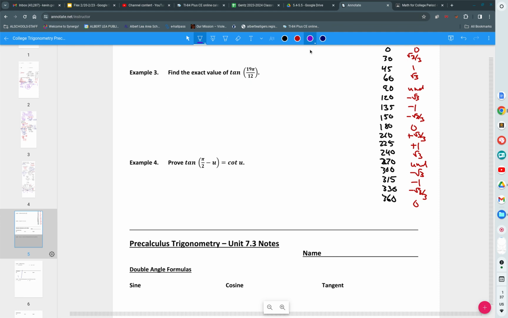Flip it to the next page. We just have these 2 problems. You'll have time to work. It says find the exact value of tangent of 19 pi over 12. This is where we pick up from yesterday. First, I want to take 19 pi over 12, which is a radian, and I want to convert it into degrees. How do I convert 19 pi over 12 into degrees?